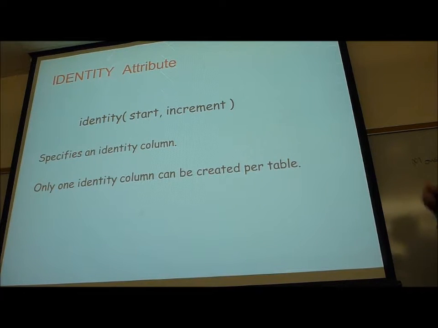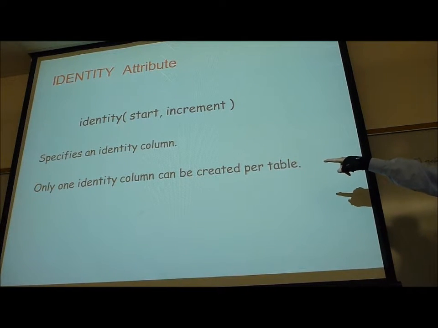Anytime you insert a record, the next available number gets put into that column. That's good for when you're creating invoices and stuff like that, because you don't care. I just need a number, and it's got to be unique. It's only going to be generated once, not reused. So it specifies an identity column. We'll see how we use that. It's only going to be one column per table.